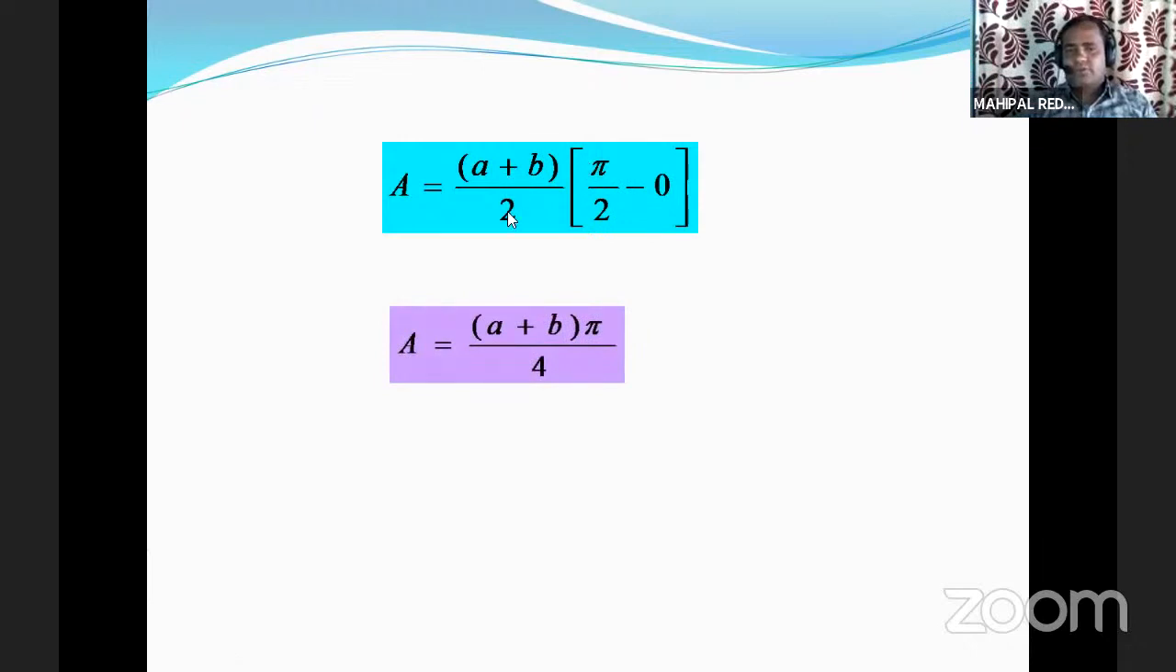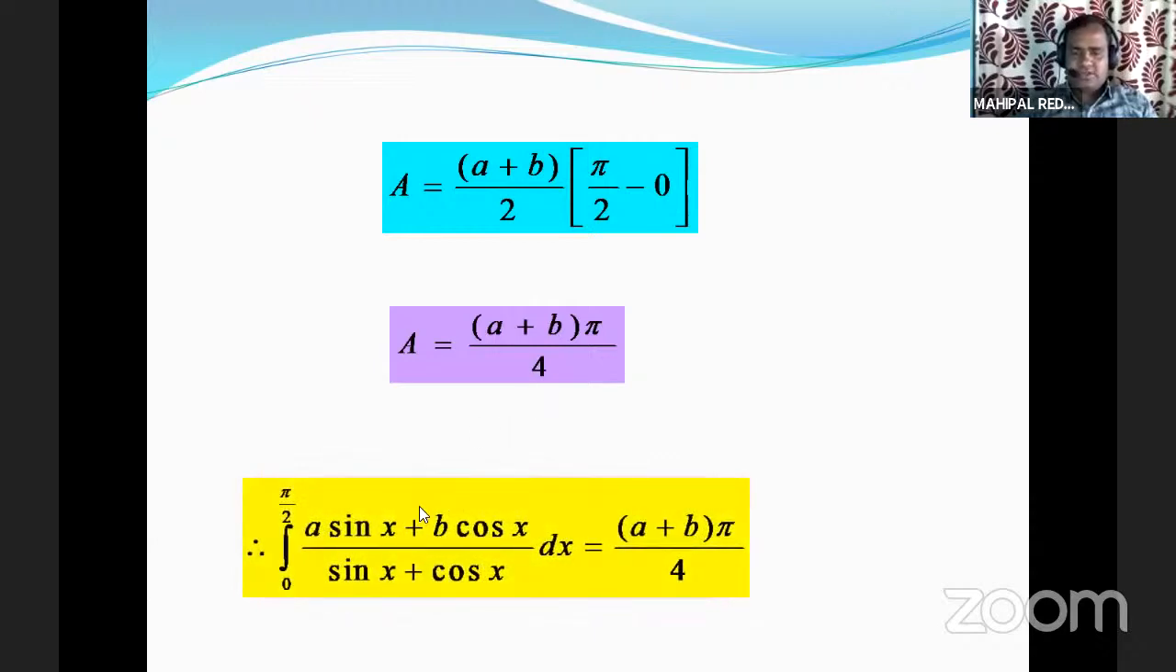So (a plus b) into pi by 2 into 2, 2 into 2 is 4. This is the definite integration of the given question here. Therefore, integration 0 to pi by 2 of (a sin x plus b cos x) by (sin x plus cos x) dx equals (a plus b) into pi by 4. This is the value of the given question, the definite integration.